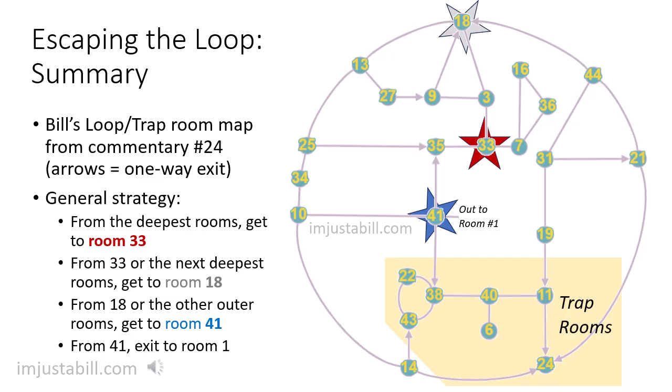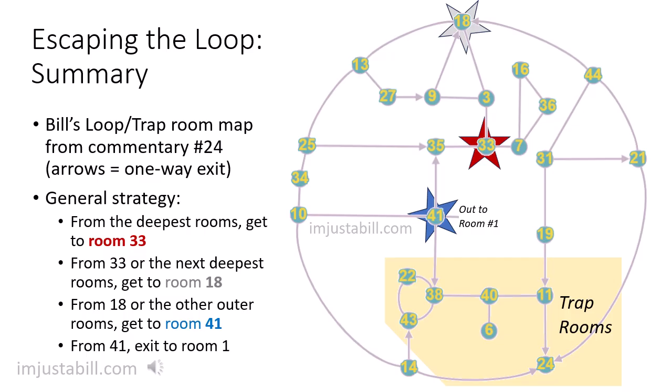That is the Chutes and Ladders room. That's the one I have here in the blue star. And from there, you can exit to room 1. And of course, again, you've got to avoid any of the doors to the trap rooms, because once you're in there, you can't get back out.